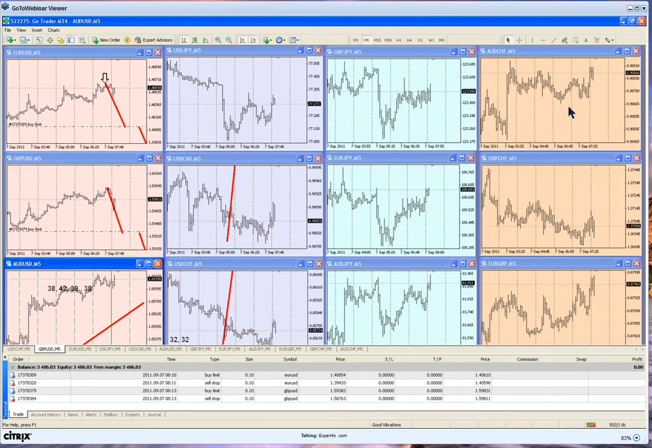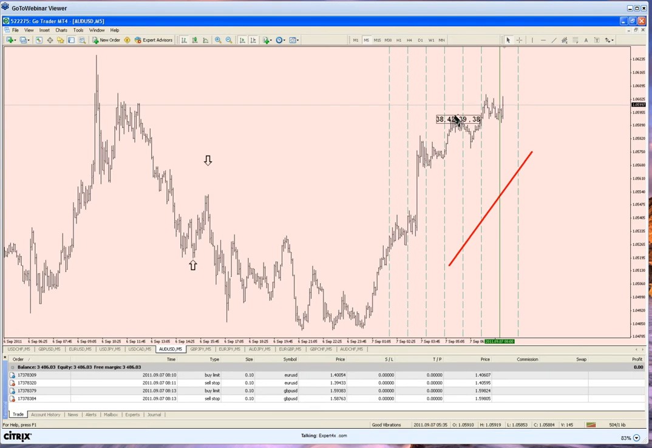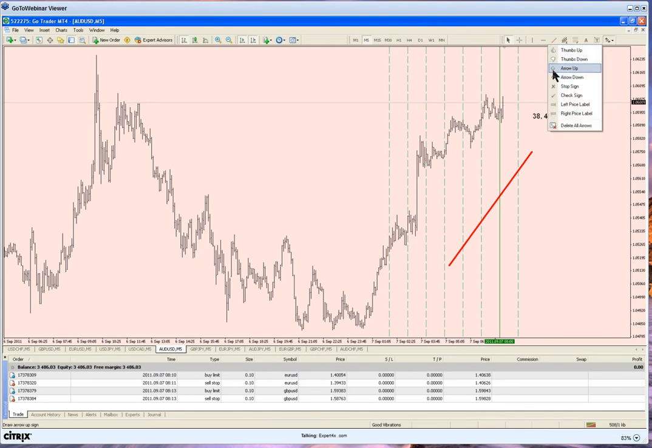Okay. Right, let's have a look at this one. The first thing is to find the turning points in the market. Okay, there's the first turning point.